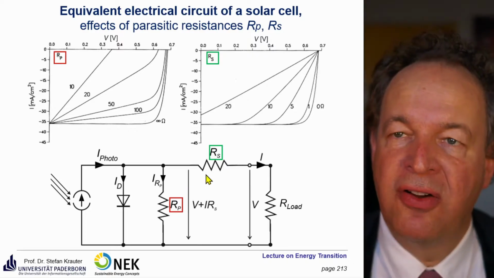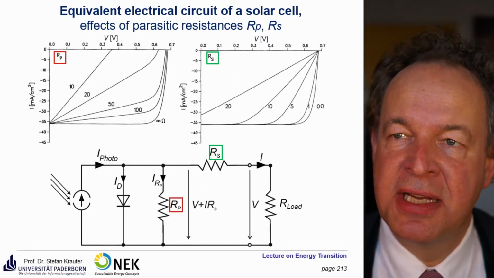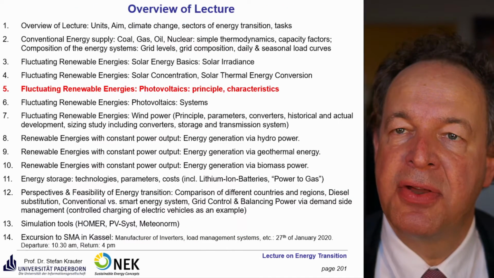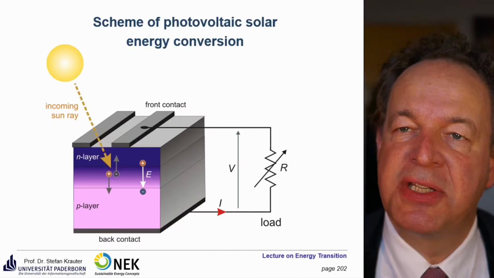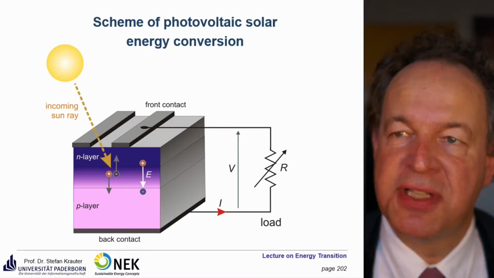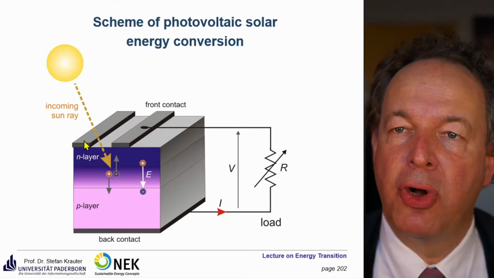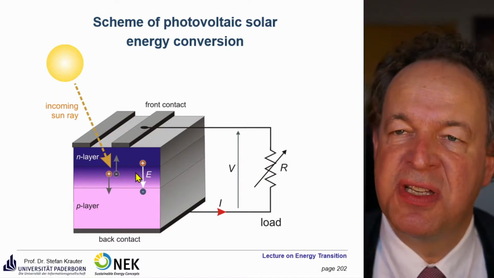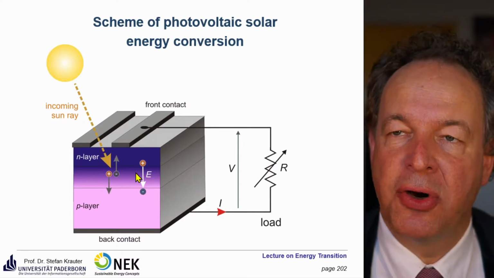Further on, you have non-ideal contacts. If you go back to the very first picture here, you see it's always a compromise between good contacts. So you want to ideally cover the whole solar cell with contacts, but you also want the sunlight to enter your solar cell. So the optimum is in the vicinity of about 4% contact area.